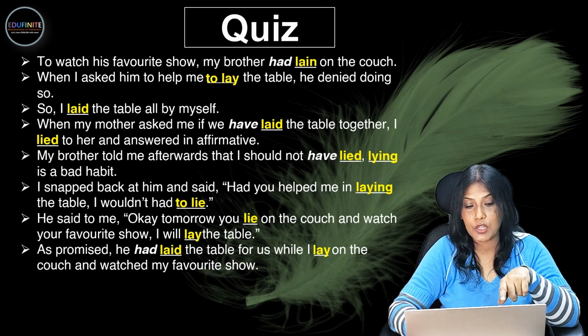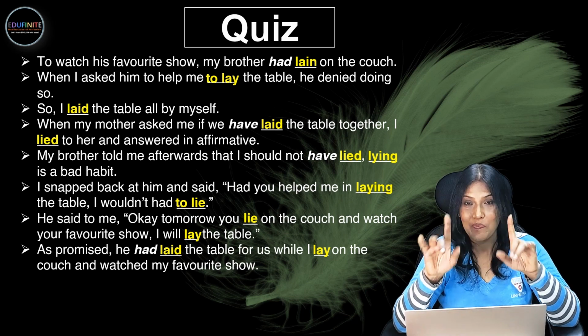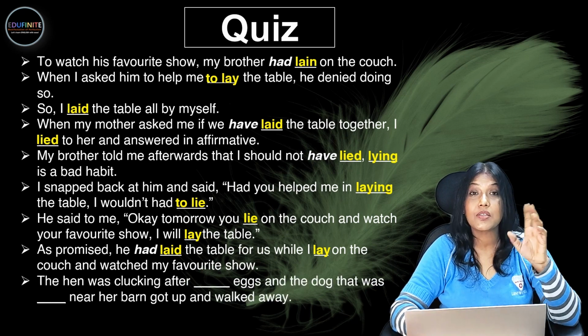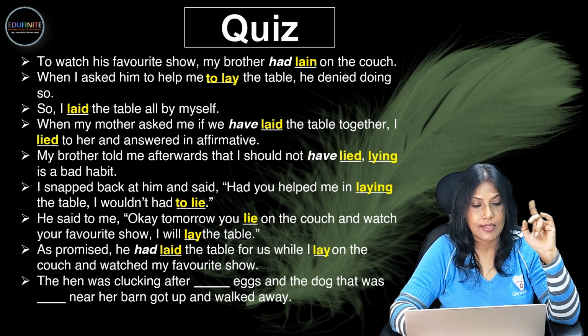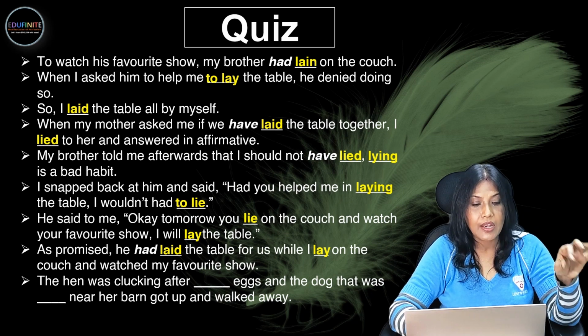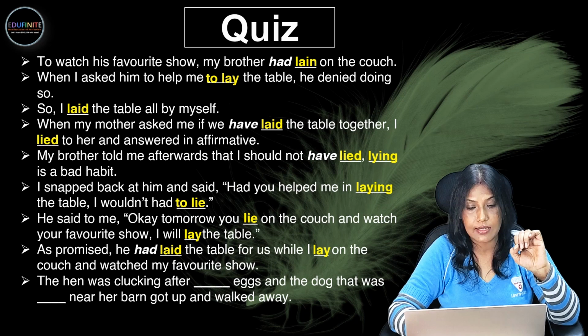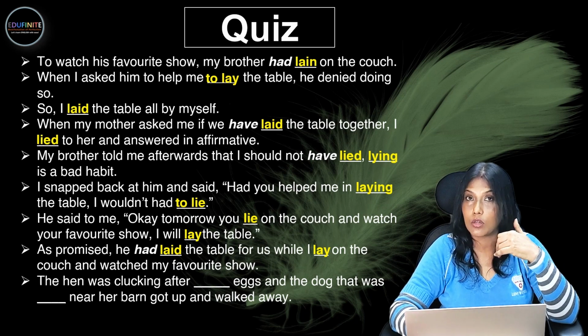I lay on the couch. Now this L-A-Y, lay. Remember, the past tense was lay, of L-I-E, lie. So that's what we have used here. Now, this is regarding that bird to lay eggs. So the last two sentences are about that. The hen was clucking after dash eggs, and the dog that was dash near her barn got up and walked away.